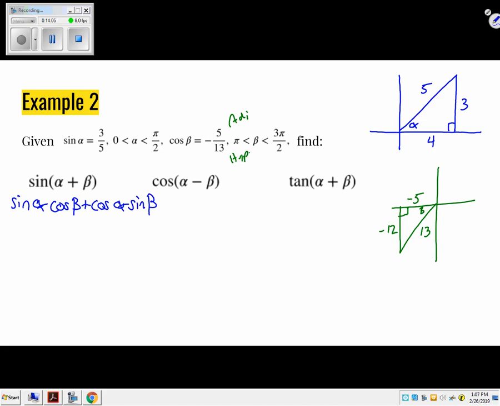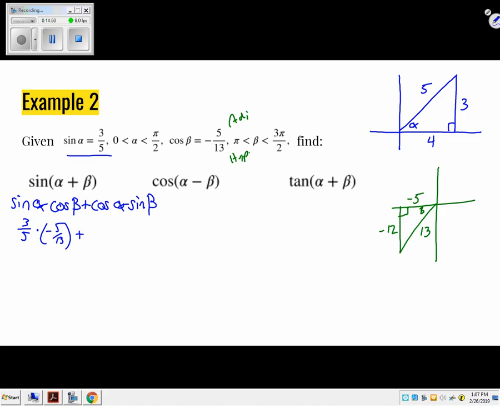I have my angles. This is the information I have about it, and I'm going to cheat a little bit. Any information they told me up here in the original, I'm going to go ahead and bring it down. So sine of alpha is 3/5. Bring it down. Cosine of beta, where's that at? Right here, -5/13. Bring it down. That's all I can cheat on.